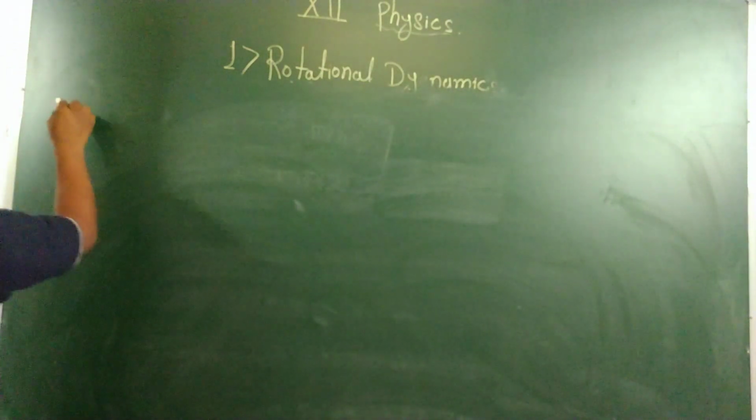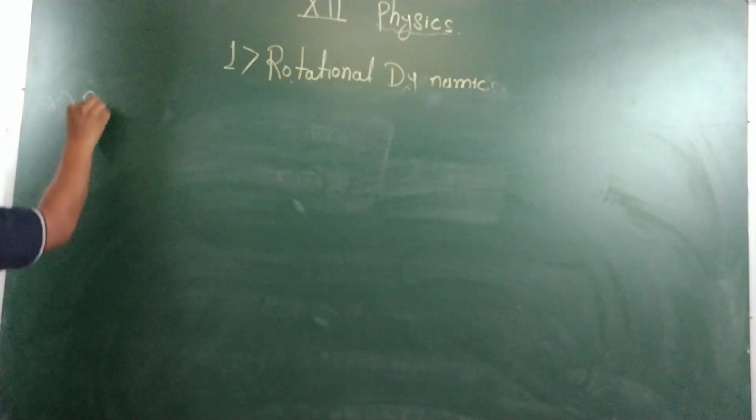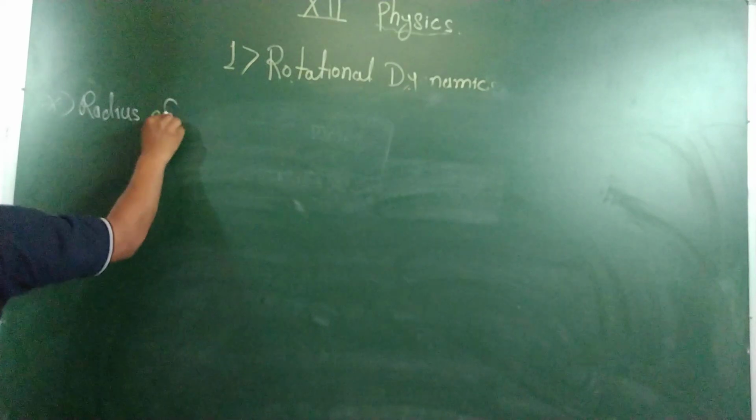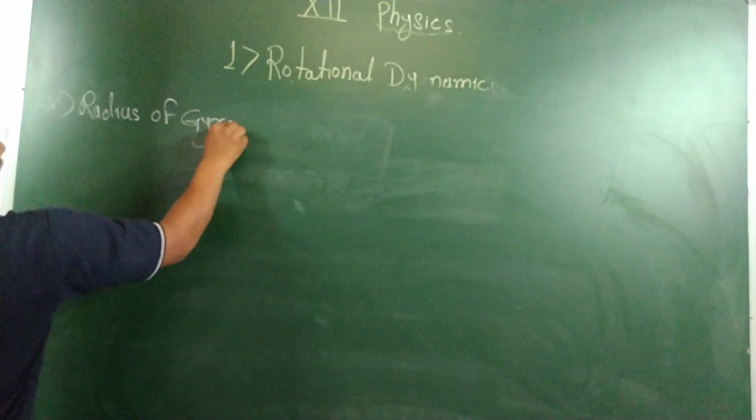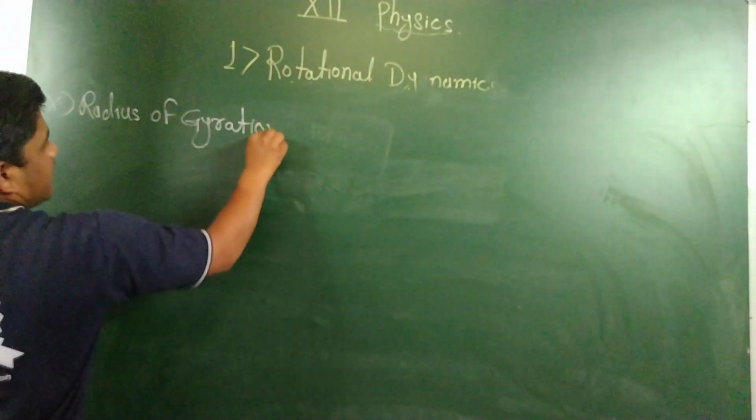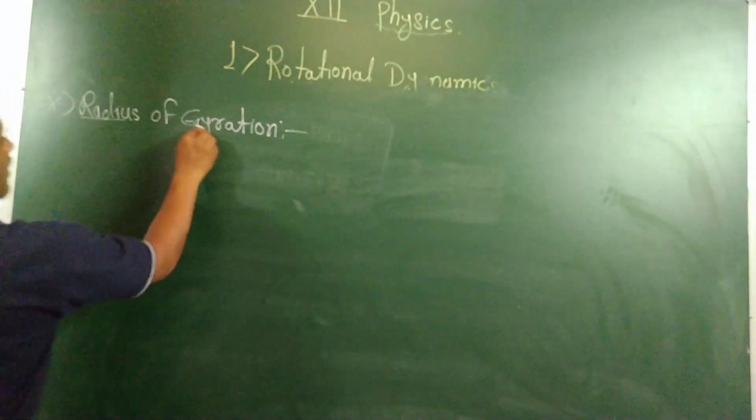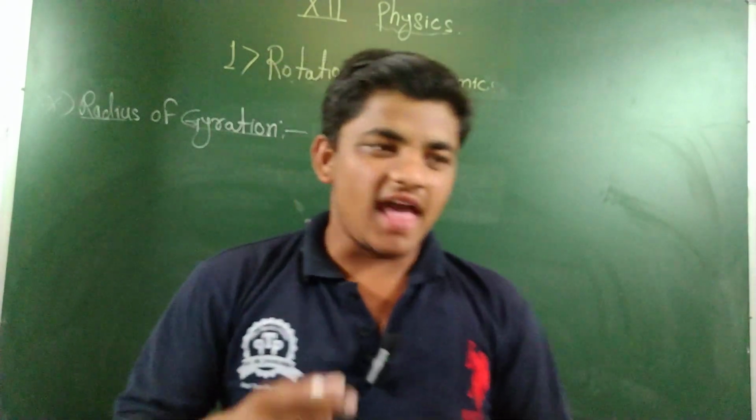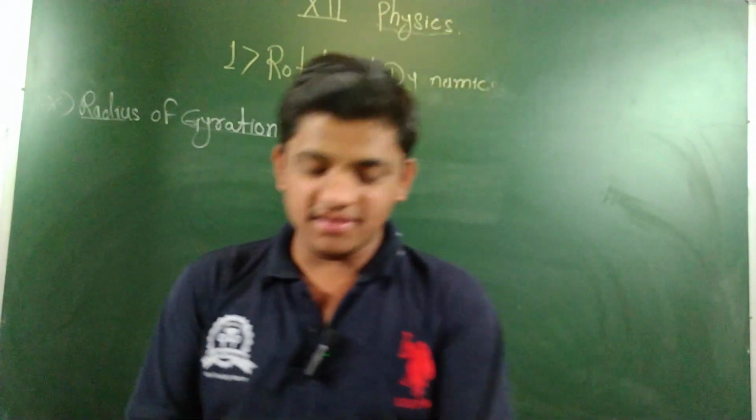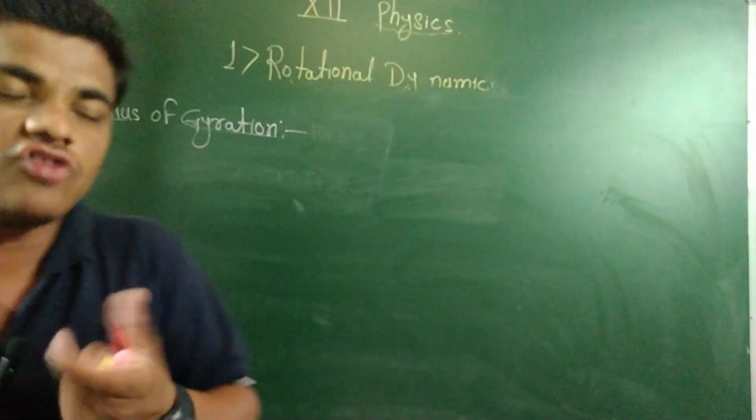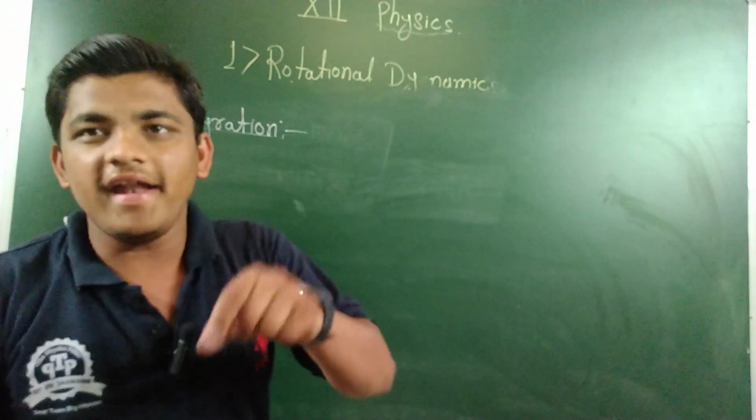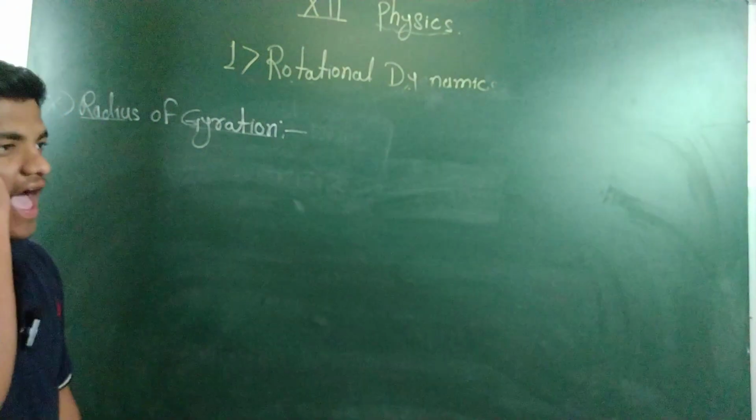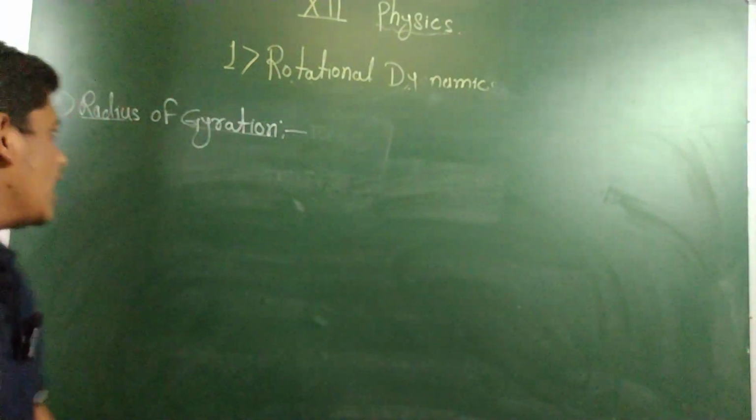Please take the heading: radius of gyration. The radius of gyration of a body about its axis is defined as the distance between the axis of rotation and the point at which the whole mass of the body is supposed to be concentrated. This is called the radius of gyration.